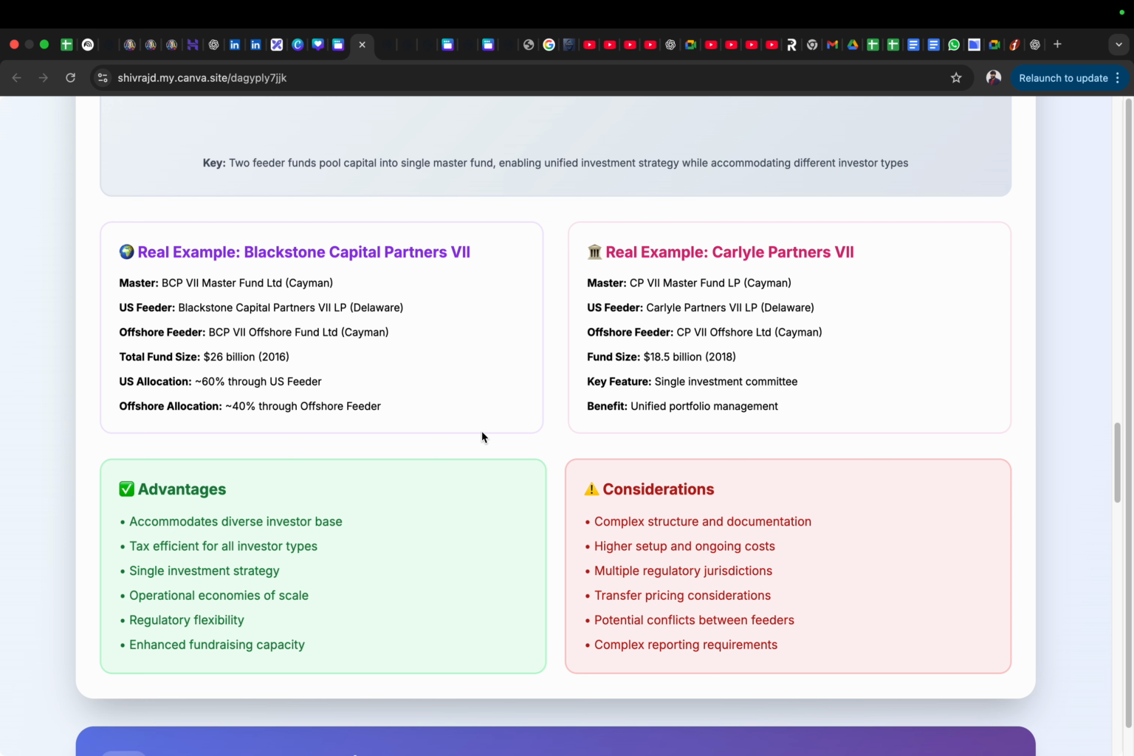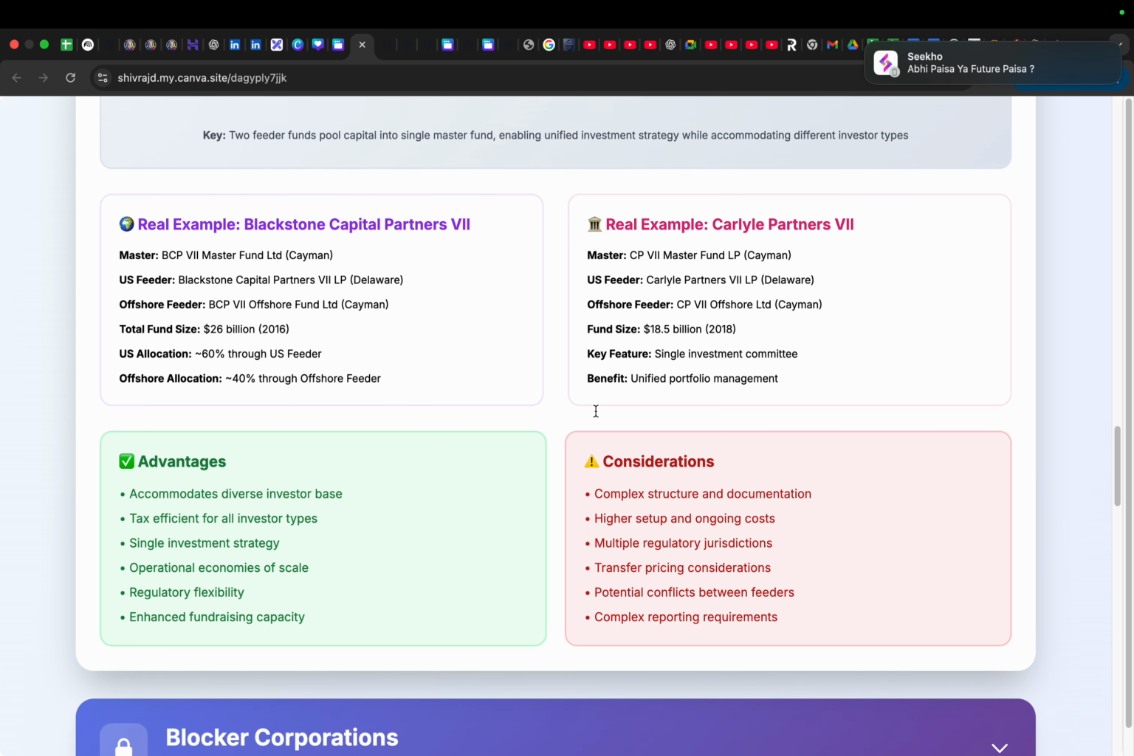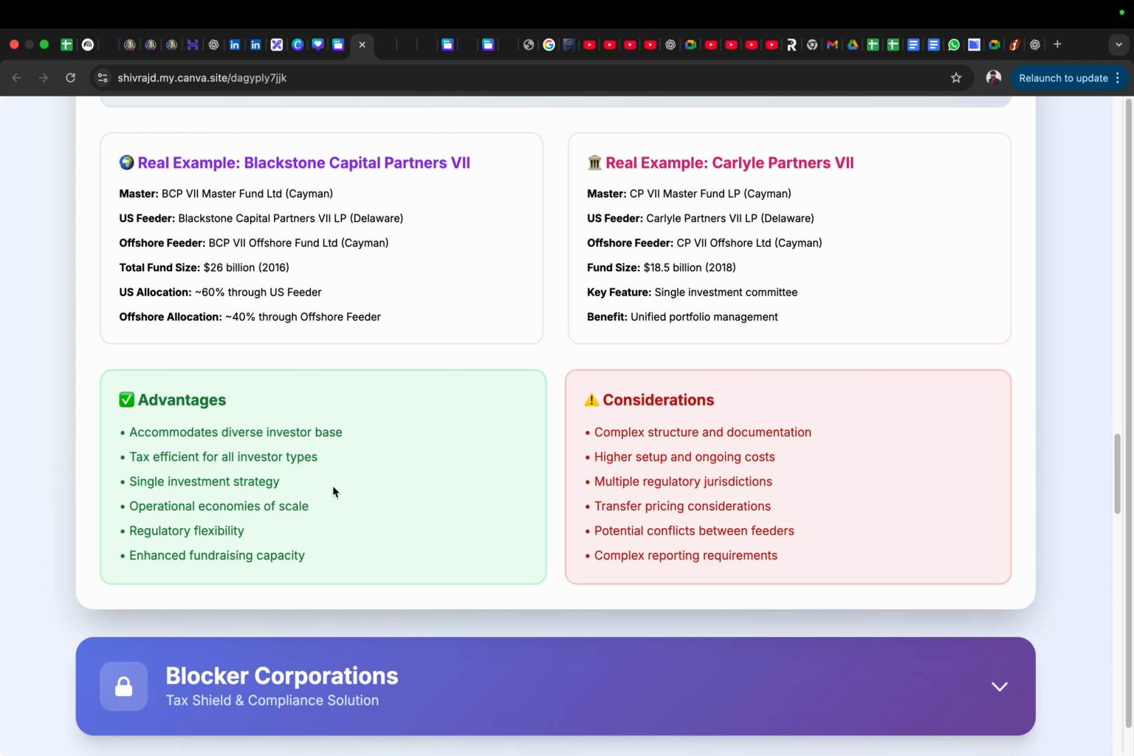Another one is Carlyle Partners 7. The CP 7 master fund LP is registered in Cayman, and Carlyle Partners 7, their US feeder, is registered in Delaware, and the offshore feeder, an offshore fund, is registered in Cayman. Fund size is 18 billion, with a single investment commitment offered to the investors and unified portfolio management.